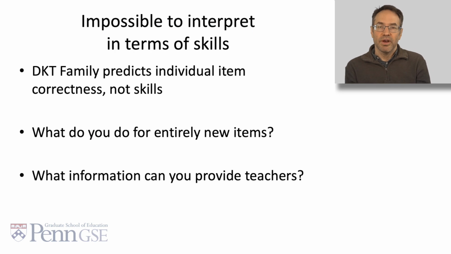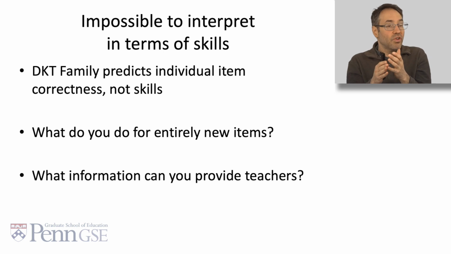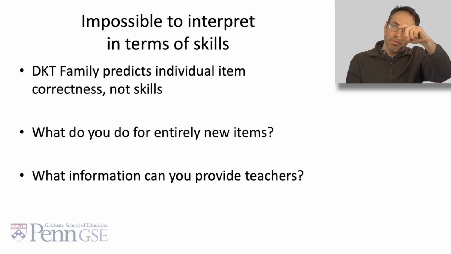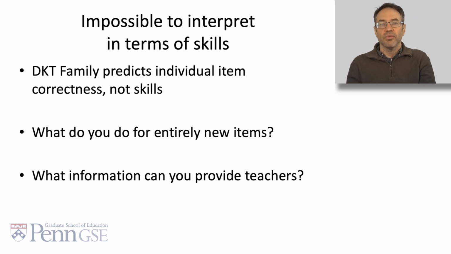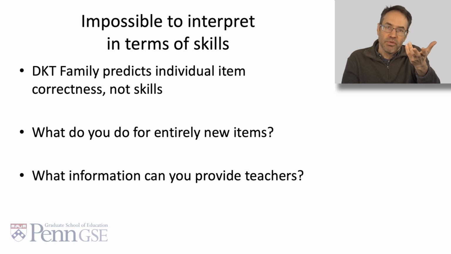Another limitation that people pointed out with DKT was that the DKT family is impossible to interpret in terms of skills. The DKT family predicts individual item correctness and not skills. So what do you do for entirely new items? BKT or PFA, because they treat items within a skill as essentially interchangeable, with a beta parameter in PFA that you can set to default, they can gracefully handle new items. DKT at first couldn't. So what do you do for entirely new items? And what information can you provide teachers who don't want to know that a student is going to get this item right and this item wrong, but what knowledge the student has in an interpretable fashion?